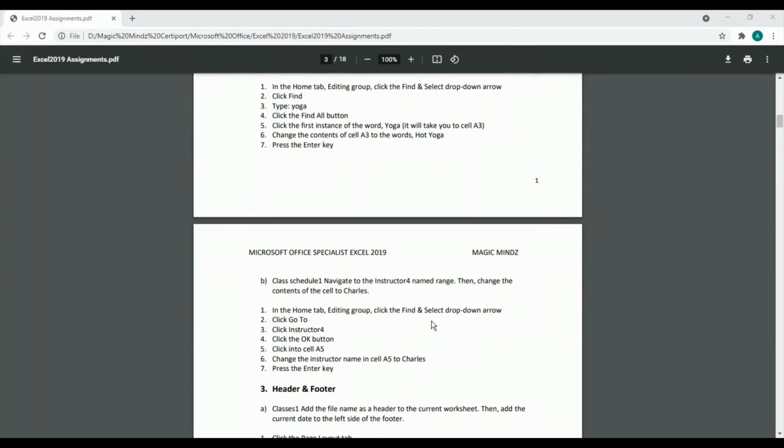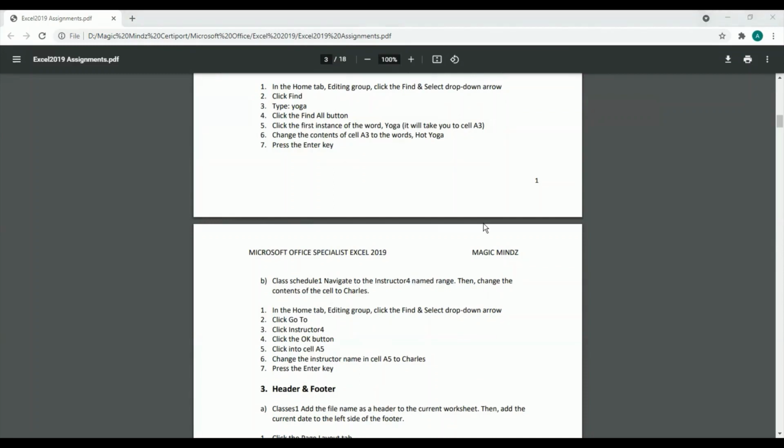So he says over here, class schedule 1, navigate to the instructor's 4 named range, then change the contents of the cell to charts. Now, before I do this question, I will explain to you the concept of what is named range so that this question becomes very easy for you. Then we'll just do the question. I don't need to explain. I'll just follow the steps and show it to you all.